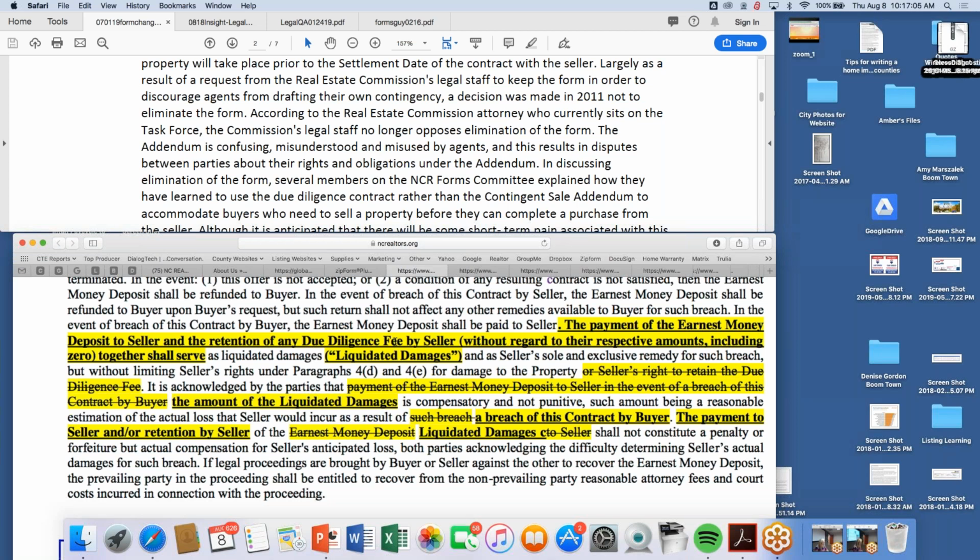Then they took out the piece down here where we've got it blocked out. A seller's right to retain the due diligence fee is blocked out. And then it says it is acknowledged by the parties that the amount of liquidated damages. So they took out payment of earnest money deposit to seller in the event of a breach of this contract by buyer. What they're trying to do is make sure they're not opening up a can of legal worms, and they're tying back into here, regardless if it's zero or not, this is what you've got, because there was starting to be some litigation around it. So that's the only reason this was tightened up. Does anyone have any questions about that?